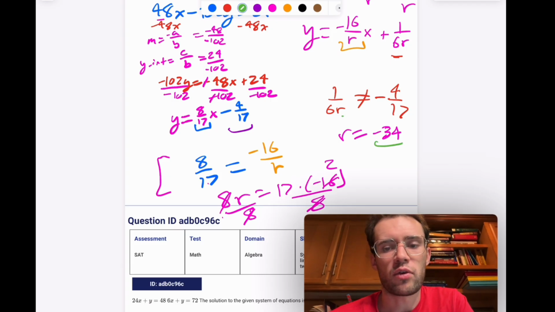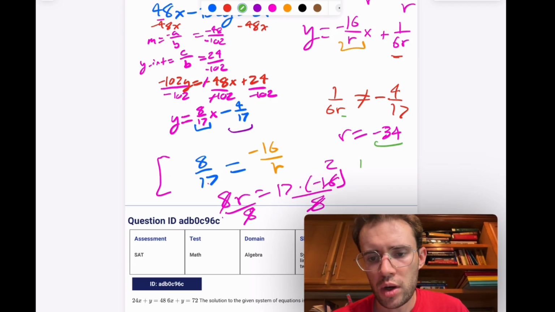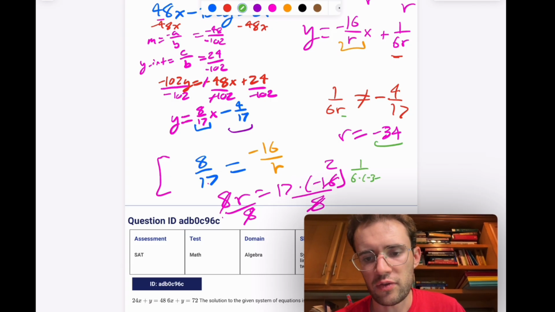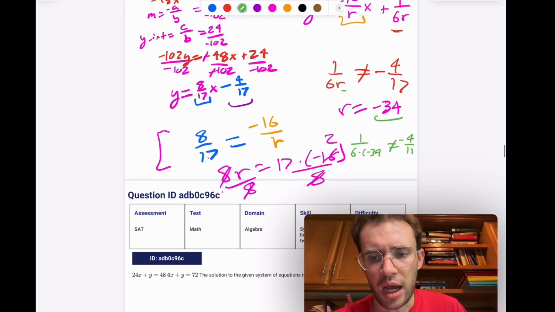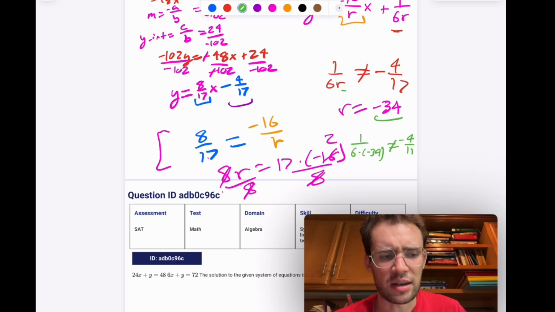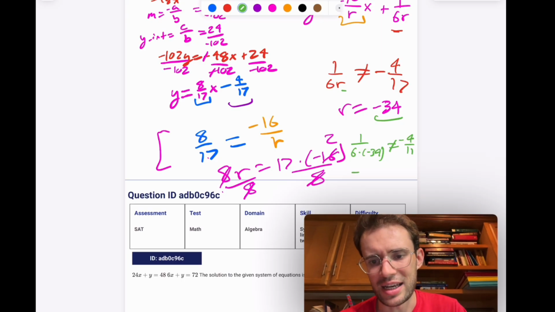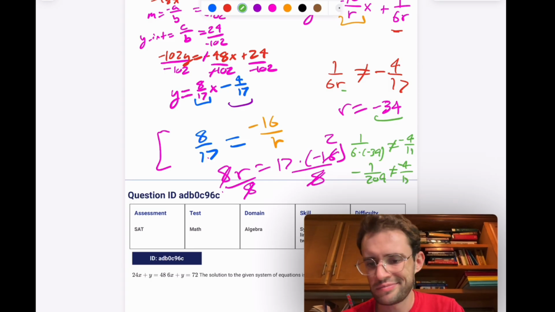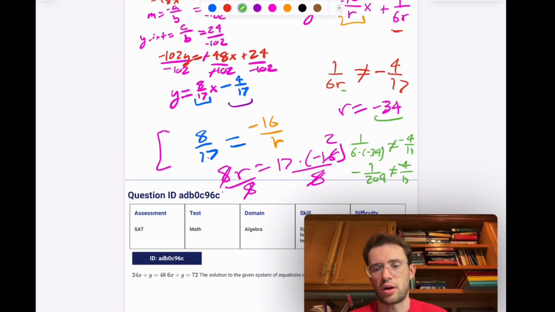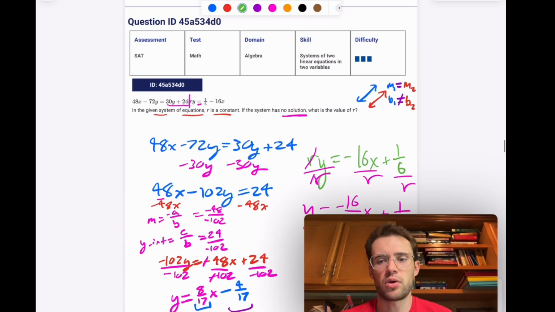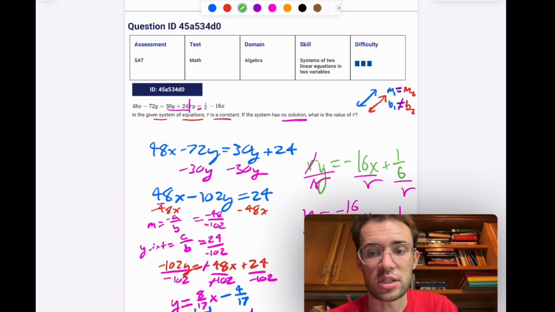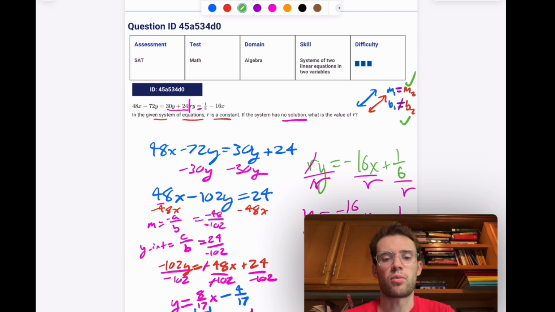Plug in this negative 34 for r, so we get 1 over 6 times negative 34, and that just has to be not equal to negative 4 over 17. Okay, 6 times negative 34 would be 204, so it'd be negative 1 over 204 is not equal to negative 4 over 17. Those are not equivalent fractions, right? They're both fully simplified there. So that checks out, right? Followed both rules to be two lines that don't intersect, the same slope, two different y-intercepts.